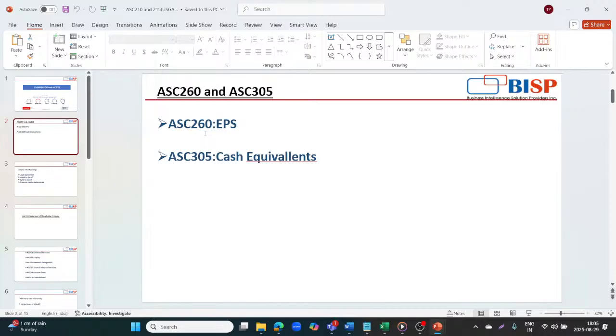Entities with multiple classes of common stock must present basic and diluted EPS for each class on the face of the income statement. Entities that report a discontinued operation must present basic and diluted EPS on the face of the income statement for income or loss from continuing operations and the net income or loss. The standard also requires entities to provide a number of disclosures about EPS. In some situations, entities must disclose pro forma EPS amounts as required by GAAP.